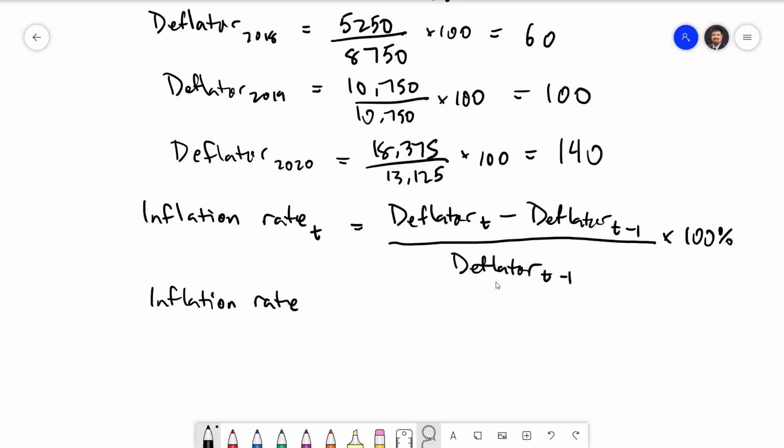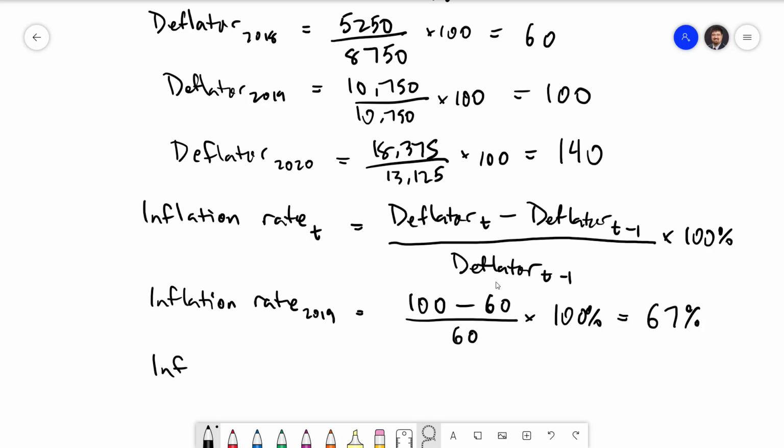We can't calculate an inflation rate for 2018 because we don't know anything about 2017. So we can only do this starting in the second year. So that's 2019. The deflator in 2019 is 100. The deflator in 2018 was 60. And so we take that divided by 60, multiply it by 100%. 100 minus 60 is 40. So 40 divided by 60 is 2/3. And so we get 2/3 of 100%, which is approximately 67% rate of inflation.